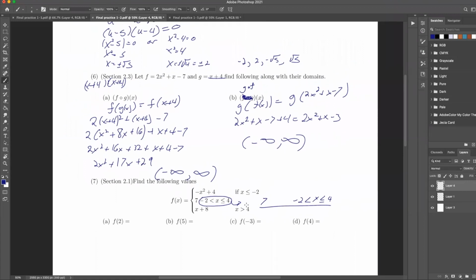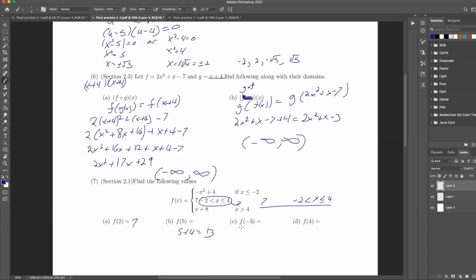Okay. All right. So here, this is just find function value. So here I have a piecewise function. I just want to plug into my function these values and see what I get. All right. So if I plug in 2, 2 is between negative 2 and 4. So I'm going to be using just the 7. So this ends up being just 7. Okay. Here at 5, 5 is greater than 4. So I'm using this. So 5 plus 4. So let me just type that in. 5 plus 4 is equal to 13.